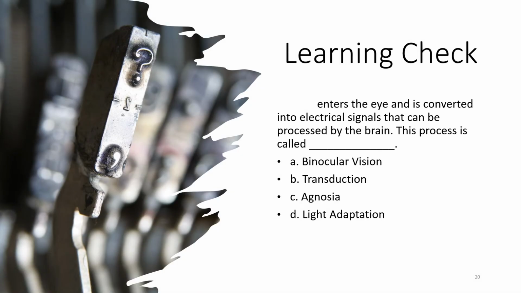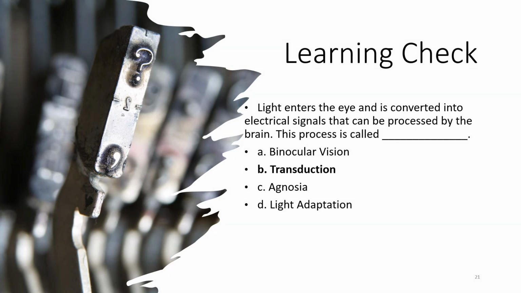So let's check your learning. Light enters the eye and is converted into electrical signals that can be processed by the brain. This process is called... Pause the video for a moment if you need a moment to think about this. If you selected transduction, you're right. Remember that transduction involves the conversion of stimulus energy into electrical impulses. In the case of vision, that stimulus energy is in the form of light.